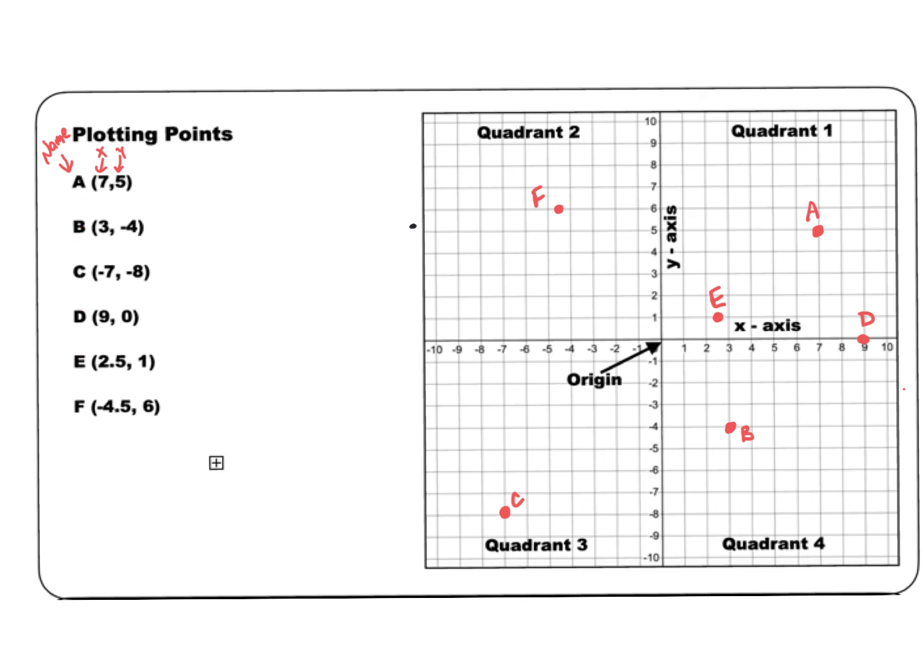Anyhow, this is a general overview of plotting points. Hope that helps, and I'll see you in the next video.